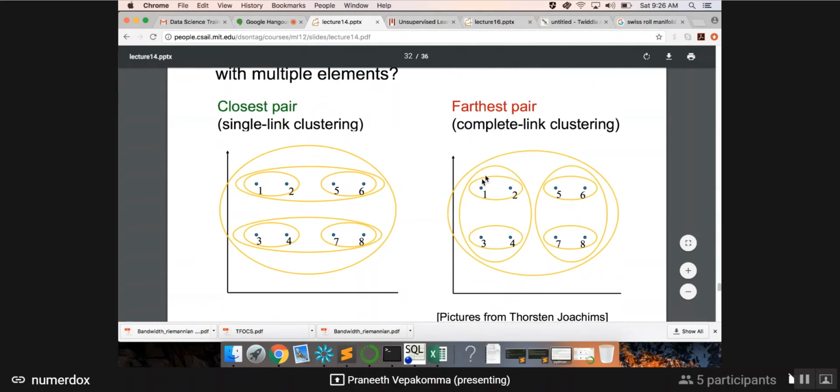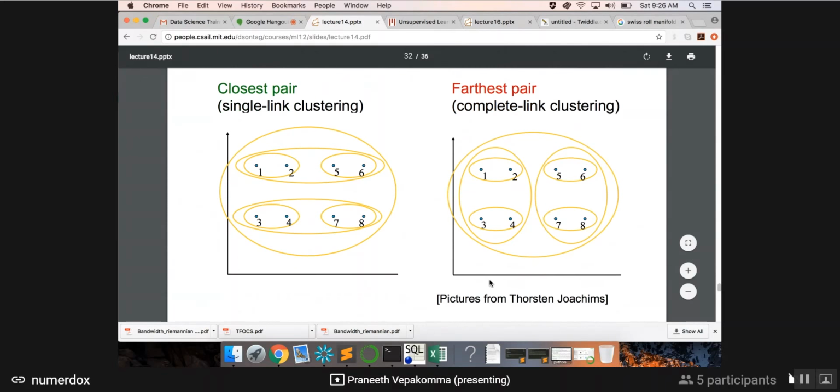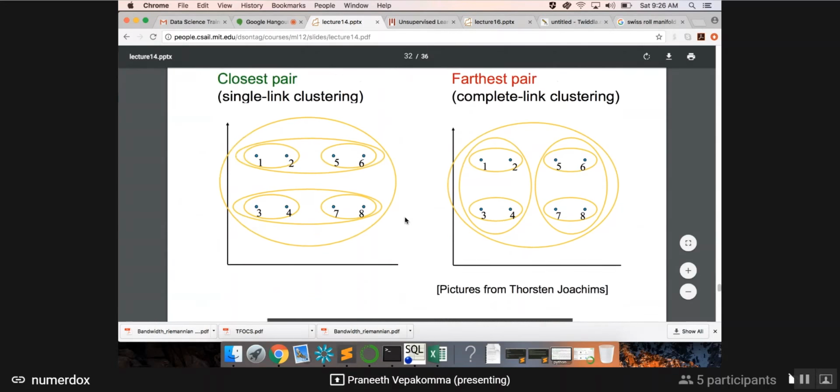But if you choose the same data set and did complete link clustering, it started by choosing 1, 2 as a cluster, 3, 4, 5, 6, and 7, 8. So the first step was the same. But then it joined 1, 2 and 3, 4 as one cluster. So now it's saying these 4 points are similar. Here it is saying these 4 points are similar. You see the difference? Just based on your choice of distance, you're getting a different answer.